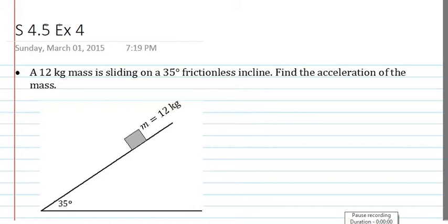Suppose a 12 kilogram mass is sliding down a frictionless incline. The angle of the incline is 35 degrees. Our goal is to find the acceleration of the mass. For the first time, we have an object whose motion is not in the horizontal or in the vertical.